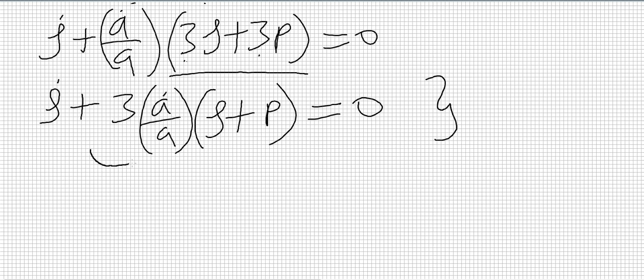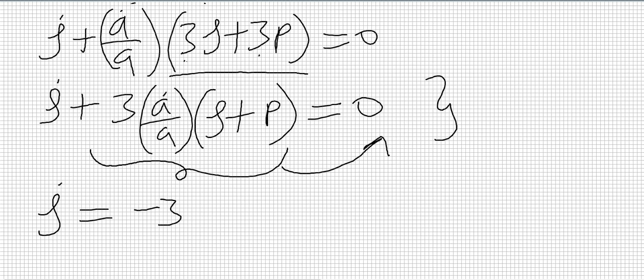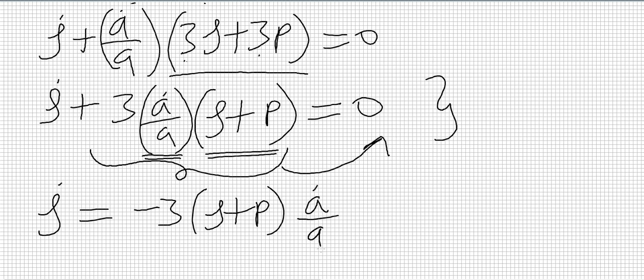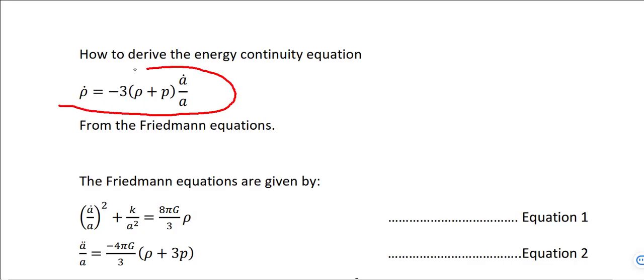All we need to do is we send this to the right hand side, and on doing so the sign changes from positive to negative. So we have rho dot is equal to negative 3. Of course, you know, multiplication is commutative, so if you put this term before this term or this term before this one, it's the same thing. So we have rho plus p into a dot on a, and this is the energy continuity equation proven as we have here.